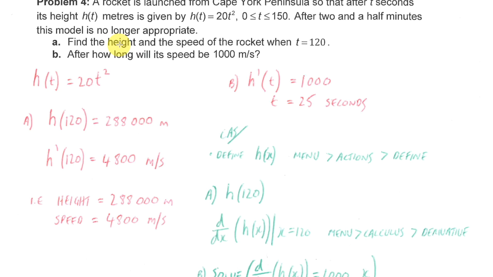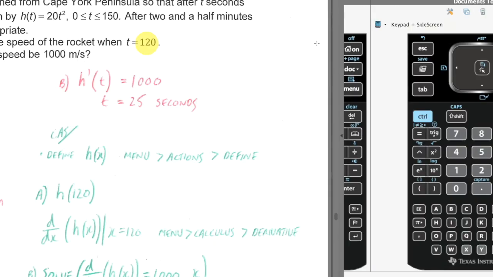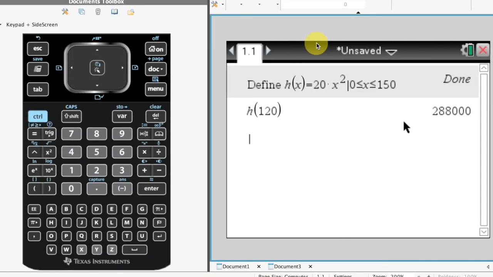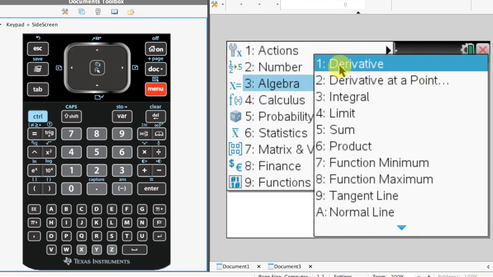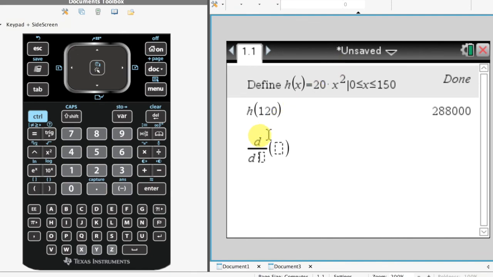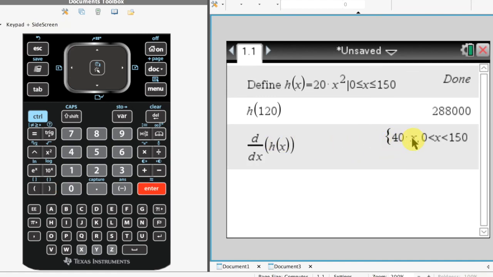So clearly, if we're after the speed, it's simply the derivative of this function. So I can do this in two ways. I can work out the derivative of the height function and then substitute 120 into it. Let's look at that scenario. We can work out the derivative easily on our CAS calculator. Menu, calculus, derivative. And it's going to be change in h of x with respect to x. So in here I'm going to put in dx. And now it's h of x. And this will give us a rule. So you can see that the rule for the derivative is 40x, where x is between 0 and 150.